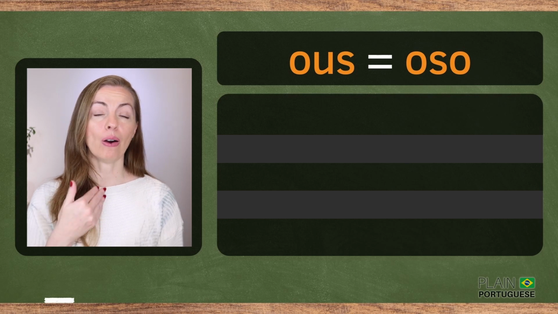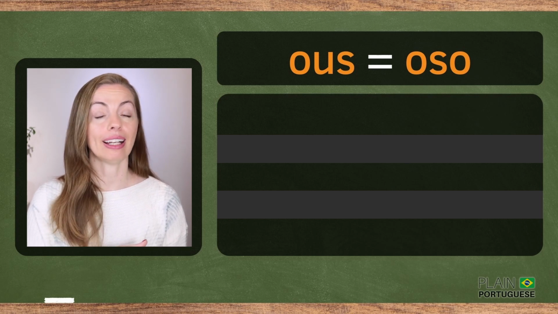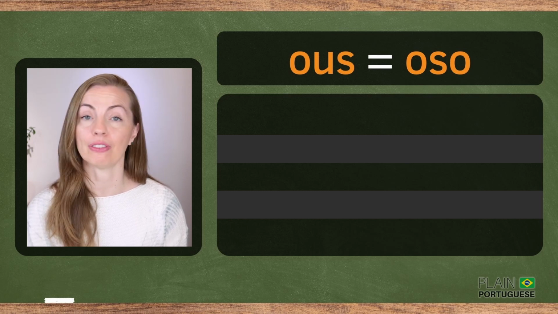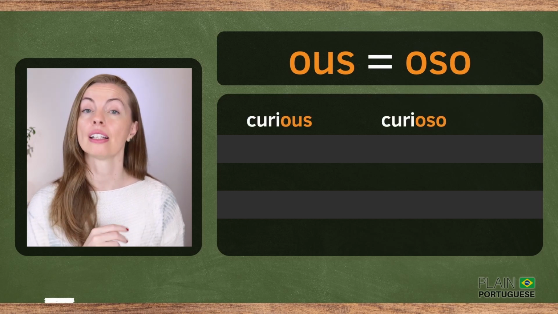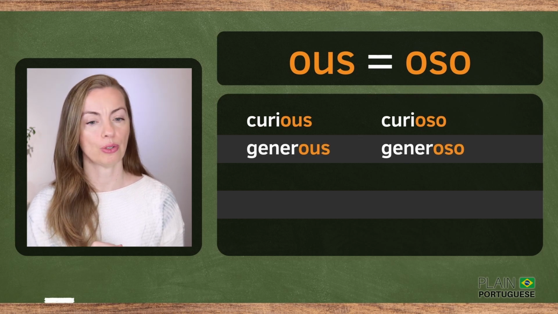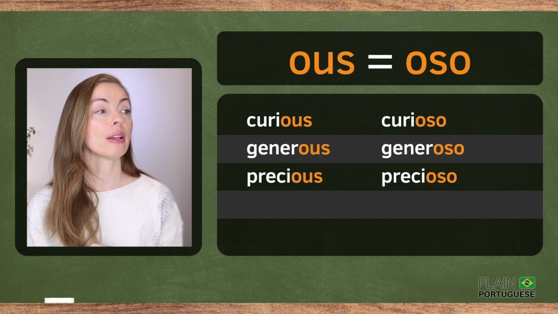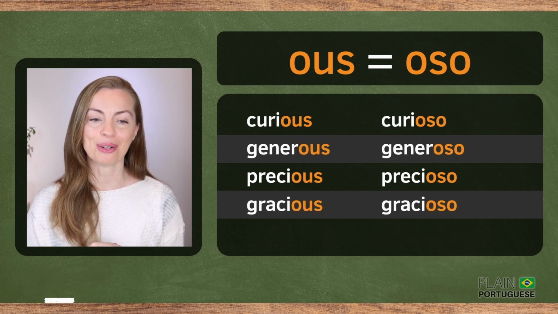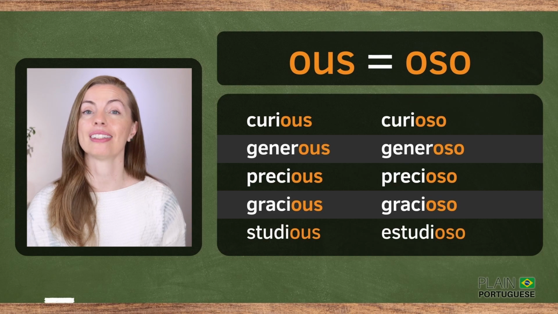Adjectives ending in OUS in English are likely to end in OSO in Portuguese. For example, curious, curioso. Generous, generoso. Precious, precioso. Gracious, gracioso. Studious, estudioso. Don't forget that adjectives in Portuguese agree in gender and number with the nouns they qualify.